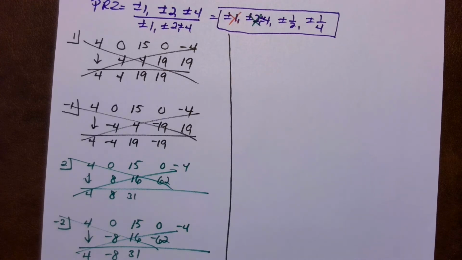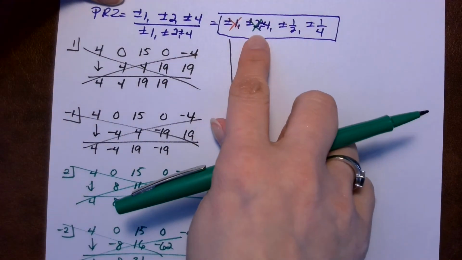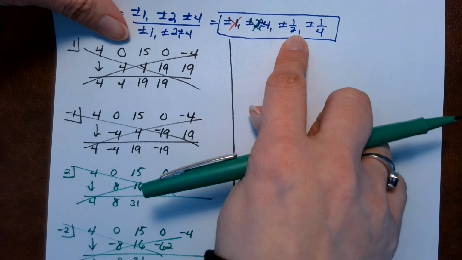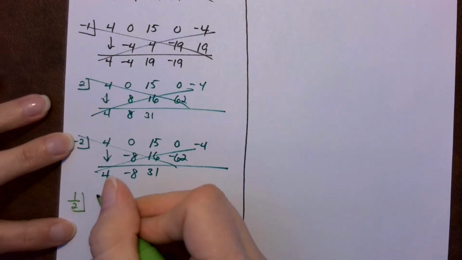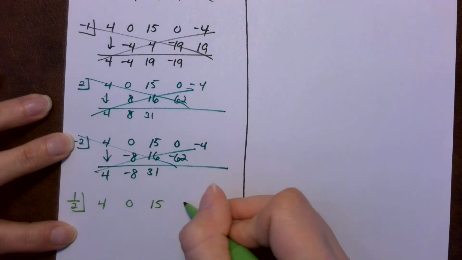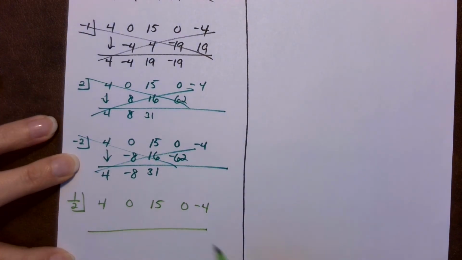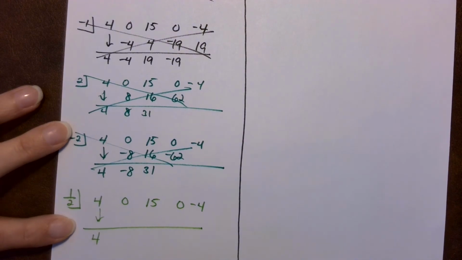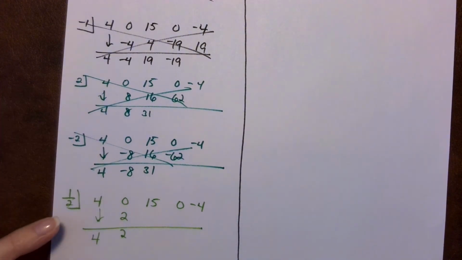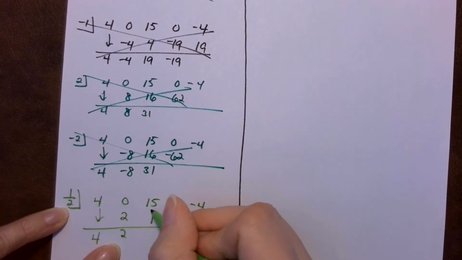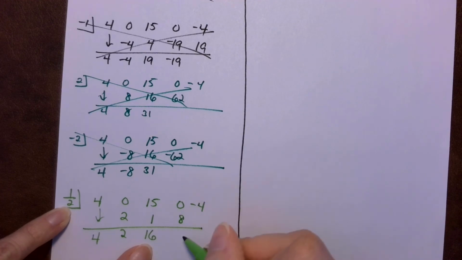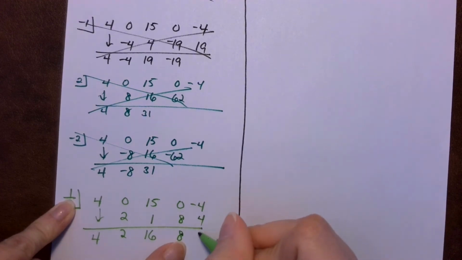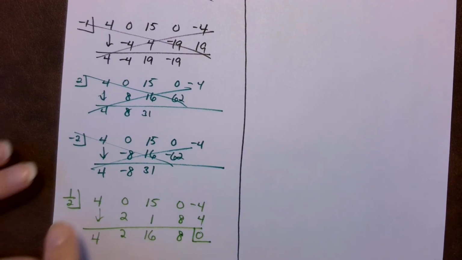Should we try a fraction? I feel like we're going to keep trying the good numbers and we're going to have to get, let's just try 1/2. I'm feeling like 1/2 might be lucky. Okay, usually I try to be systematic, but I think I see something here. 4, 0, 15, 0, -4. Drop down the 4. Half of 4 is 2. Half of 2 makes 1. 15 and 1 add together. What's half of 16? 8. Half of 8 makes 4. I knew it. I knew it. We found one that works.